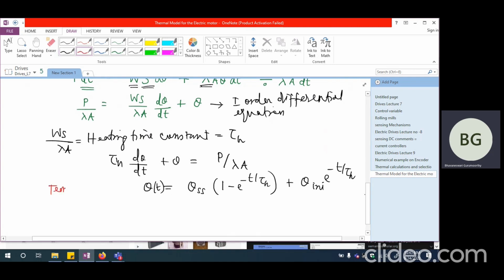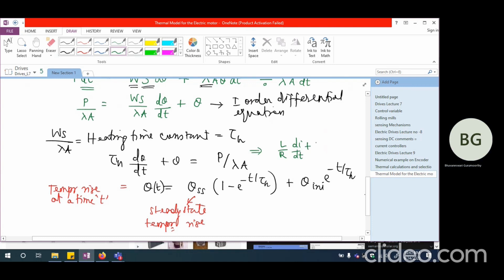So here temperature rise at a time t, that is going to be given by theta of t. So this is the steady state temperature rise. So I'm going to ask you to compare this equation with L by R multiplied by di by dt plus I equal to VDC by R. It's extremely similar to that.